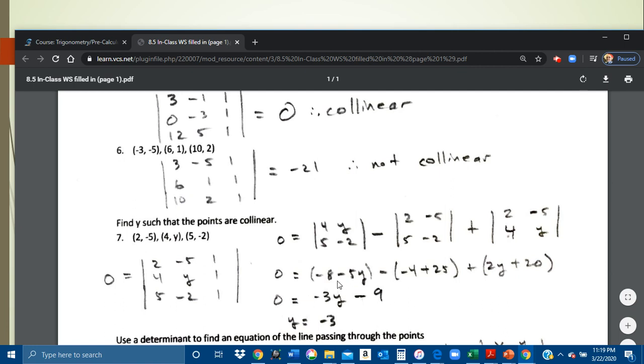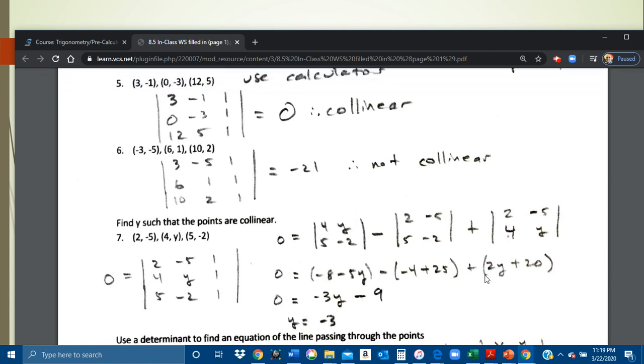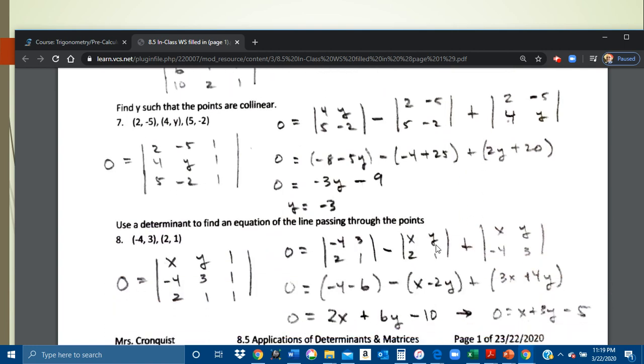If I combine like terms, -5y plus 2y gives me a -3y, -8 plus 4 minus 25 plus 20 would give me a -9. It tells me y is equal to -3. Let me scroll down here a little bit. You can still copy those notes if you need them.